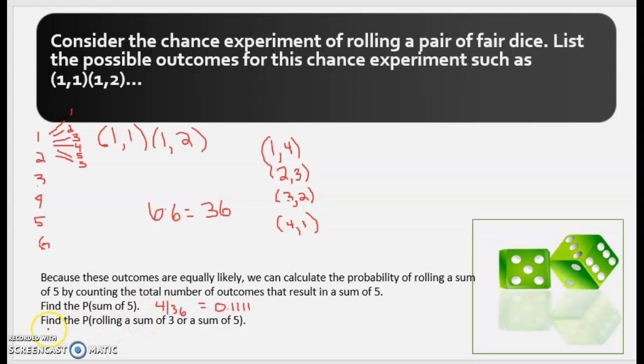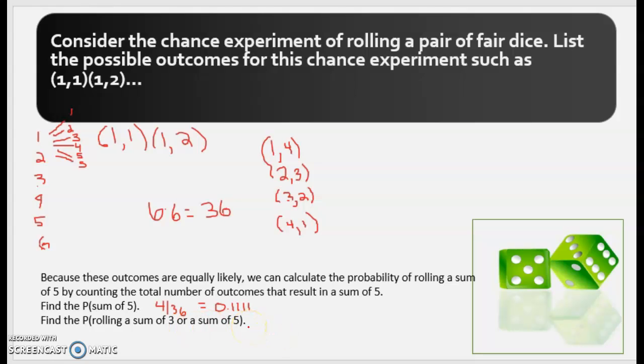Now, the next thing would be to do two mutually exclusive events. So the probability of you rolling a sum of 3 or a sum of 5. Well, they're mutually exclusive because you can't roll a 3 and a 5 at the same time for a sum. You can roll a 3 and a 5 on the dice, but you can't roll the sum of 3 and 5 at the same time. So these are mutually exclusive.